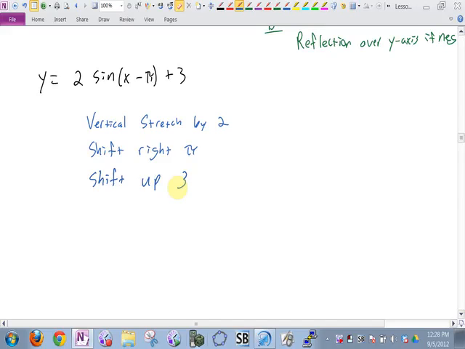Could I shift it up 3, then vertically stretch it by 2, and then shift it to the right pi? No. If you shift it up 3, now all of a sudden you have new y coordinates, and that vertical stretch is going to be different.